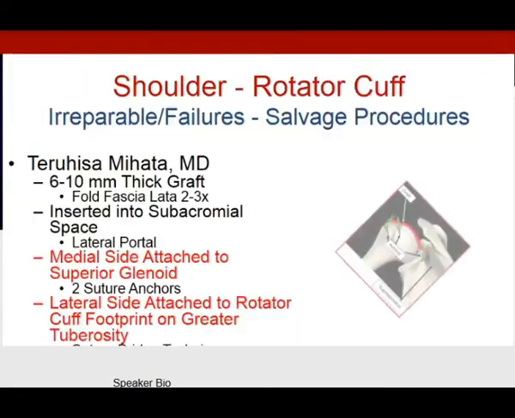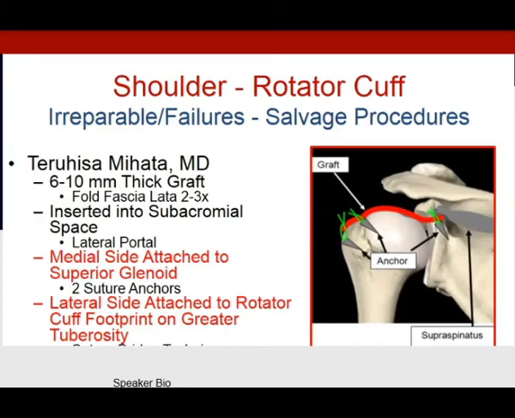Here you can see in this author with a thick graft, the medial side is attached to the superior glenoid, this autograft or allograft with 2 suture anchors, and the lateral side is attached to the rotator cuff footprint on the greater tuberosity in the hope of reducing the relationship so the humeral head is inferior and not, so to speak, acetabularized on the acromion.